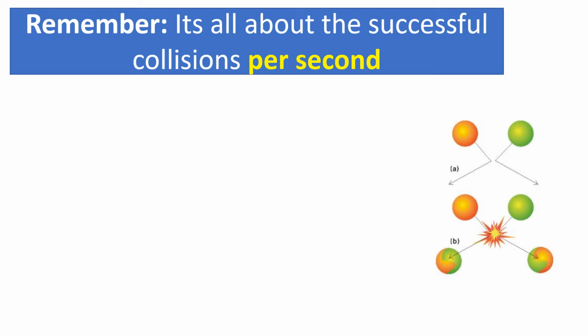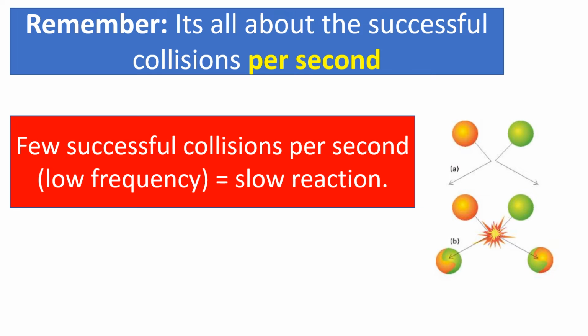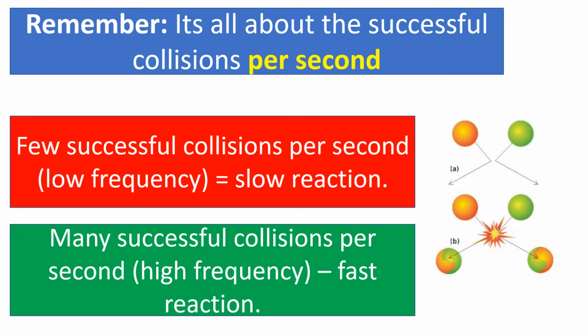So if we're talking about the rate of reaction, or the speed of a reaction, or whether a reaction is slow or quick, we are talking about the number of successful collisions per second. In one second, how many collisions were there and were they successful? If I had a few successful collisions in a second, a low frequency, you would say that reaction is slow. However, if I had many successful collisions in a second, a high frequency of collisions, you would say it's a fast reaction.